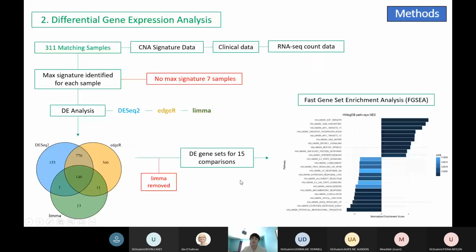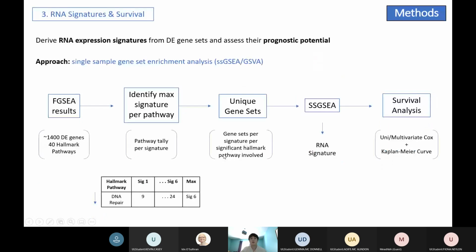These gene sets for the 15 comparisons were then used for fast gene set enrichment analysis, whereby a normalized enrichment score was generated for 40 hallmark pathways identified by the Broad Institute database. This score would represent the degree of absolute enrichment of these specific hallmark pathways within my gene sets. Using these differential expression results, I wanted to derive RNA expression signatures and assess their prognostic potential, along with the CNA signatures.